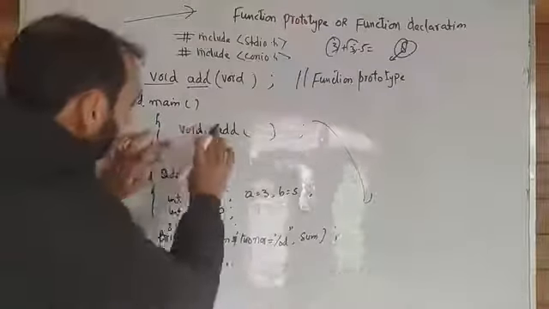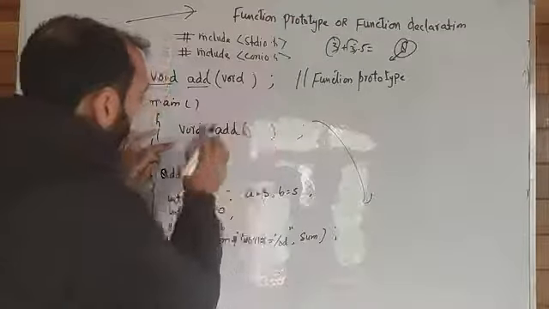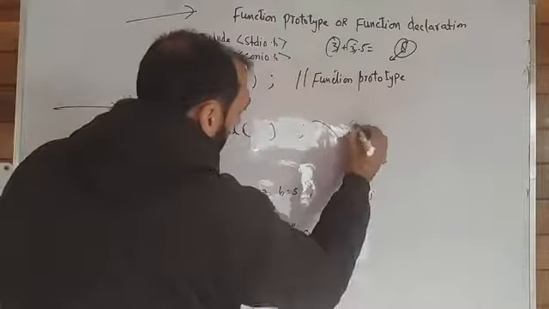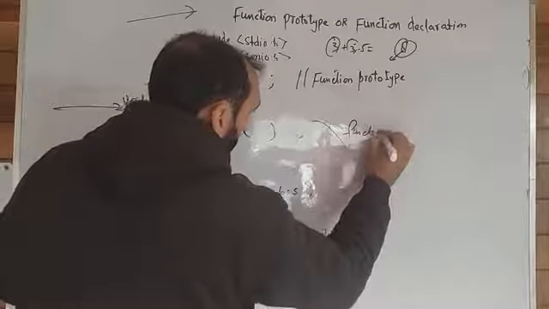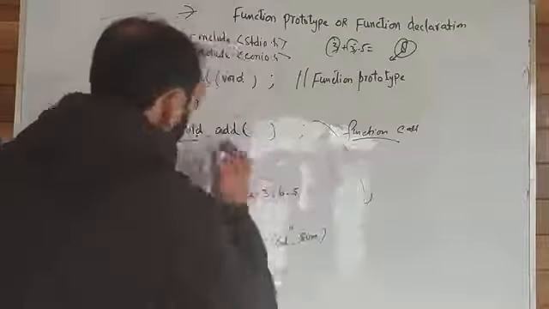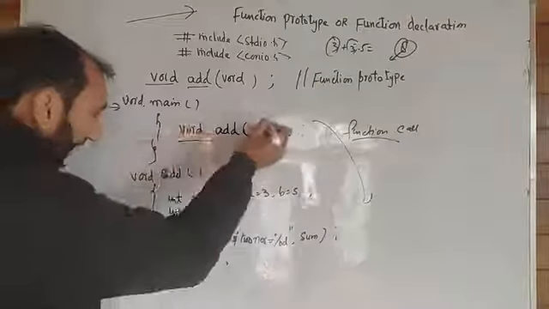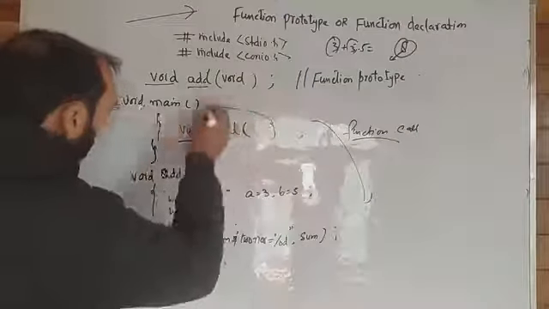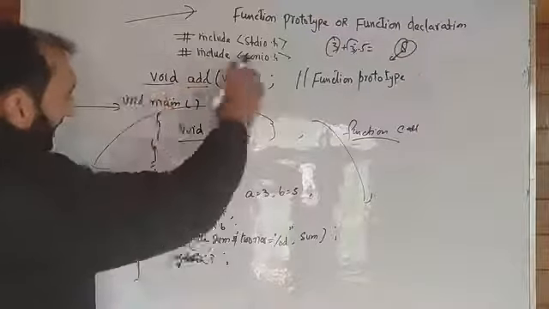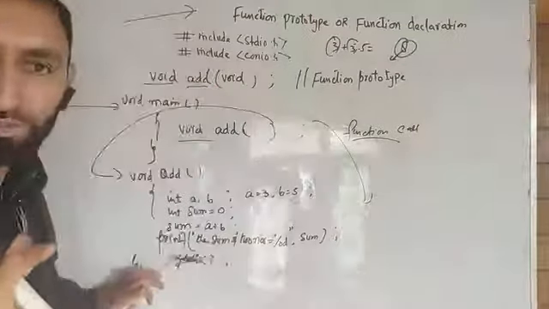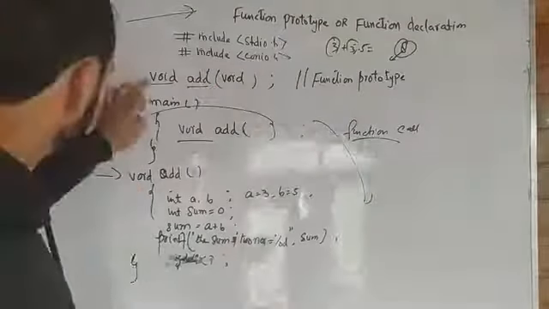Here a function is called. That means a function call. Here a function is going to be called, add. After that, when it returns, the execution will go back. Now let us take the function prototype, the function declaration.